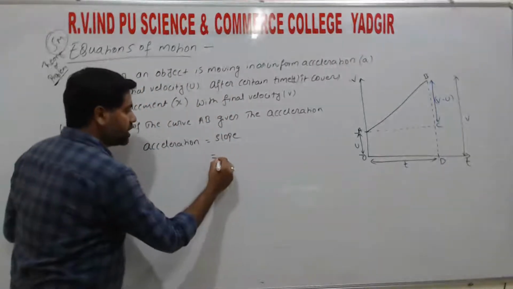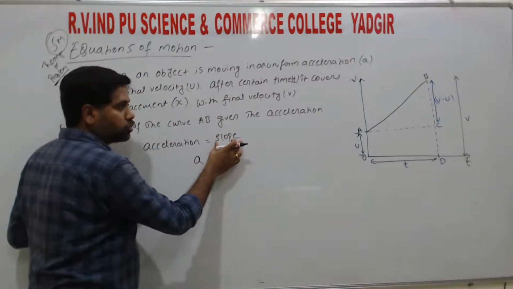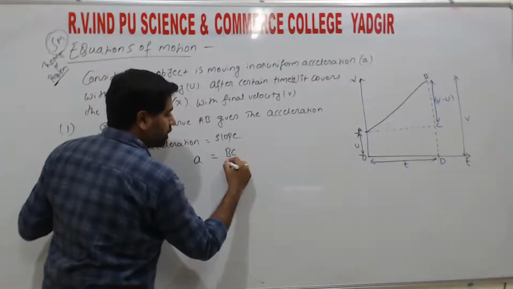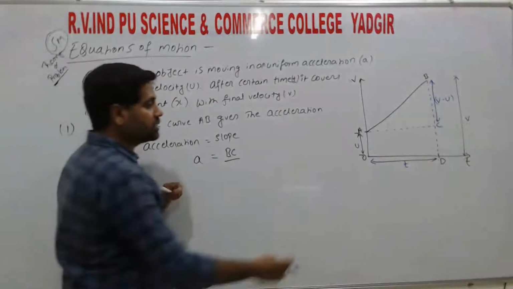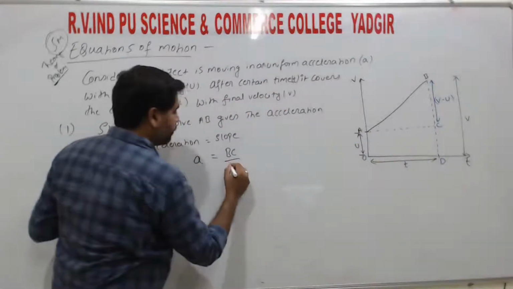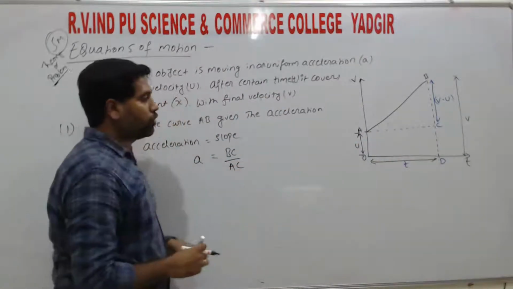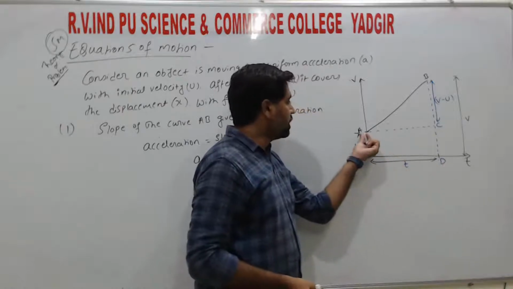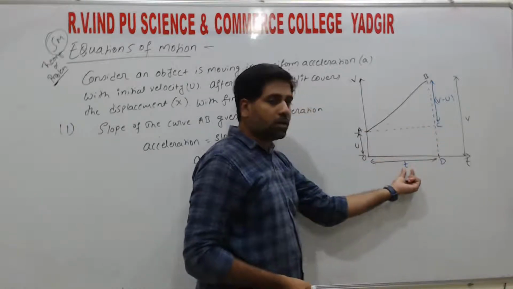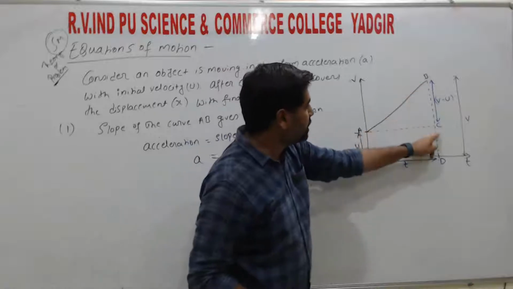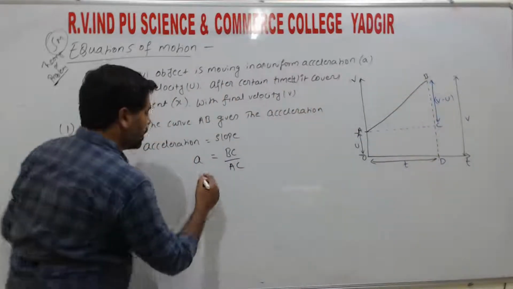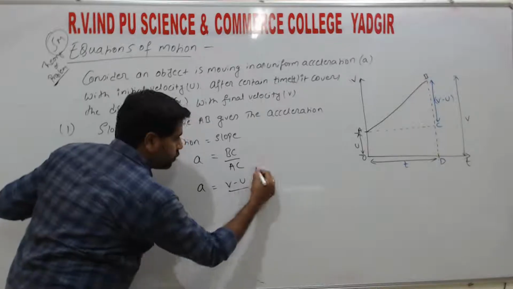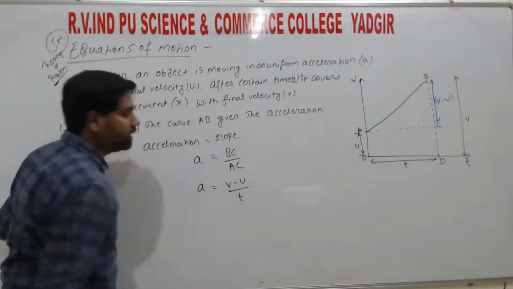So acceleration A is equal to, so slope is what? Opposite side, that is BC, divided by the adjacent side, which is AC, right? So here AC is parallel to OD. That means the distance from A to C is what? T. Then BC is V minus U, right? So A is equal to V minus U, and AC is T, right?